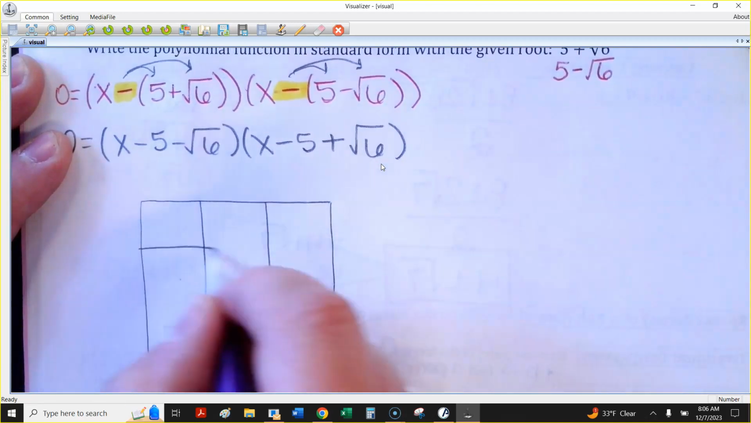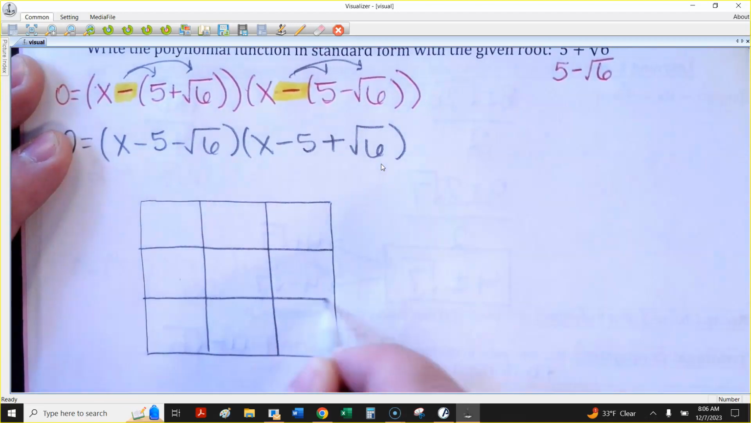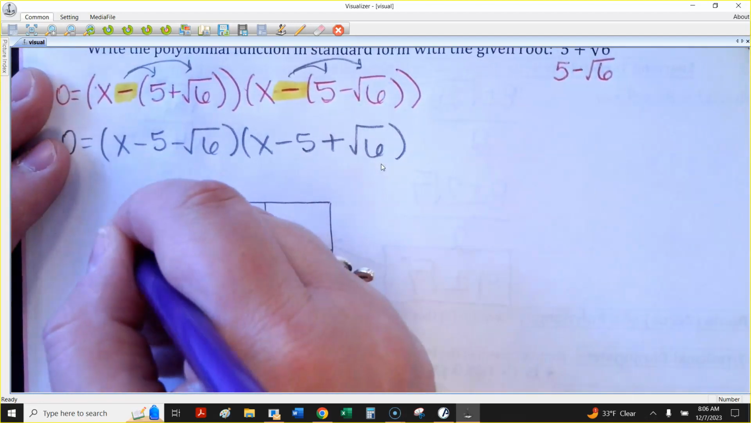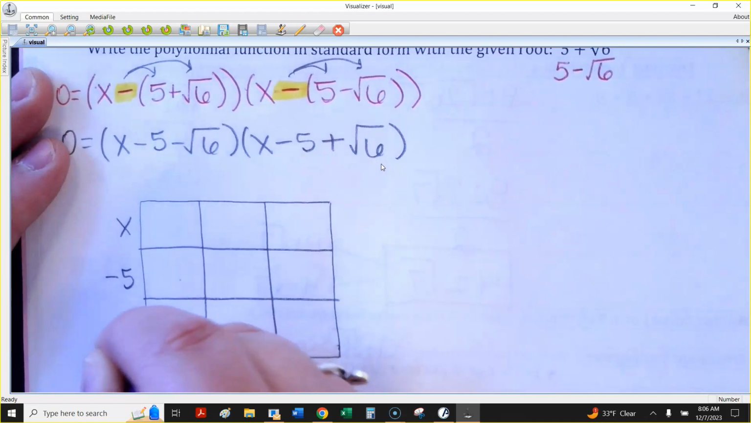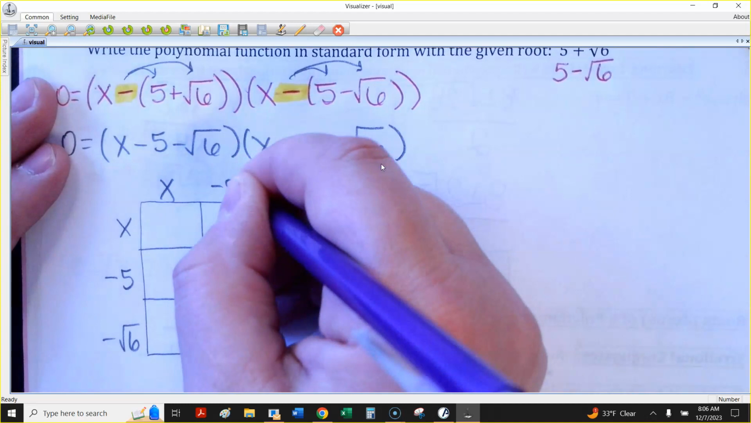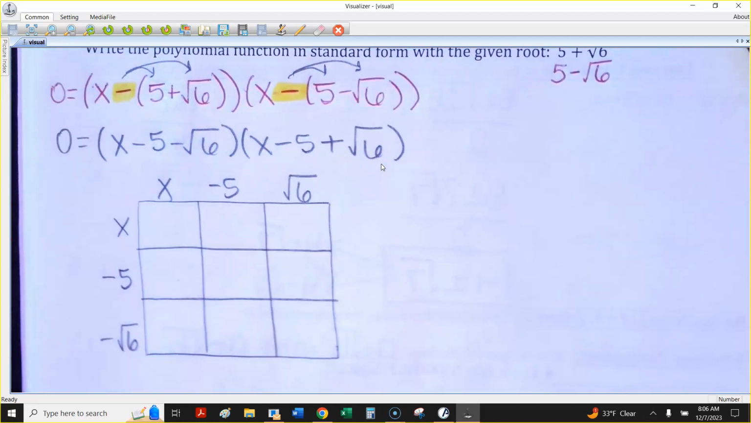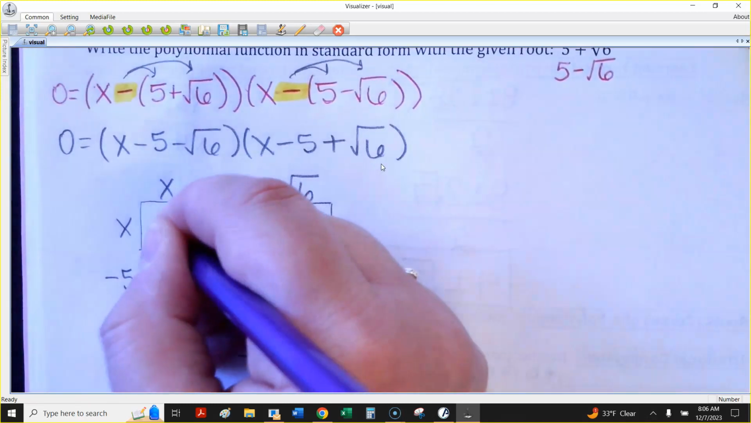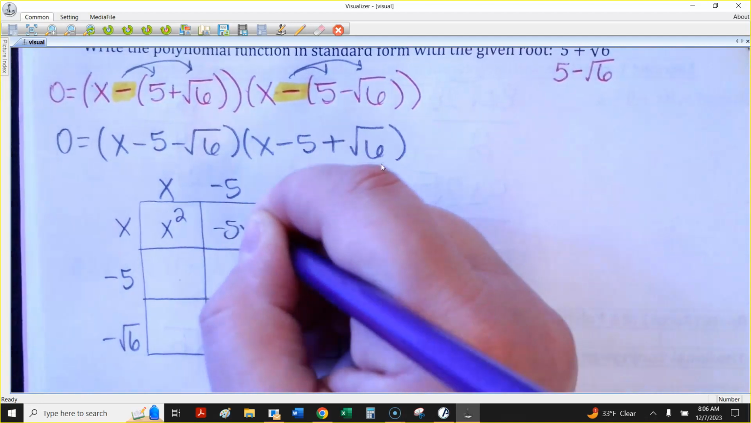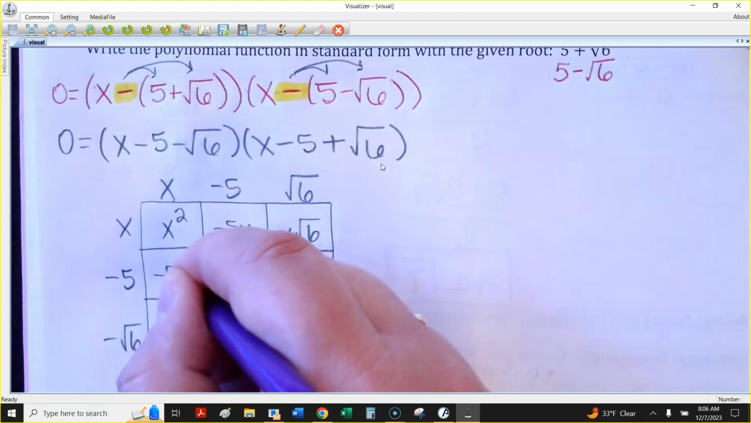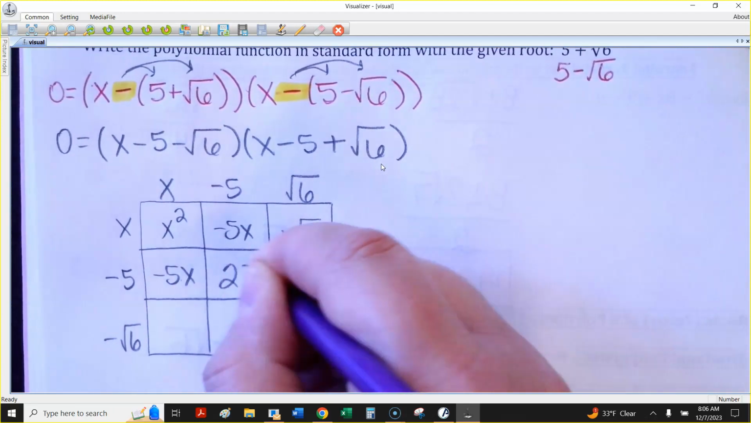All the radical parts are going to cancel out. You're not going to have any square roots when you do this. So I'm going to write the x minus 5 minus radical 6 down the side, and I'm going to write x minus 5 plus radical 6 across the top. That does not matter. Okay, just to help me organize. Now, this will be x squared minus 5x, and then this will be x radical 6. Then I'm going to get negative 5x, positive 25.